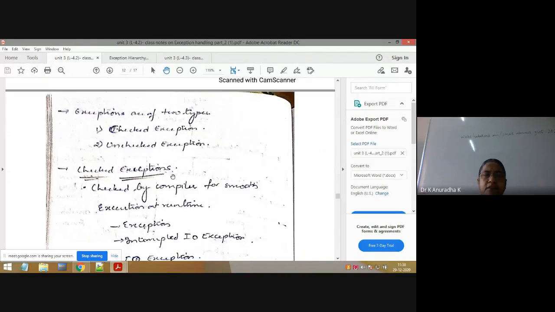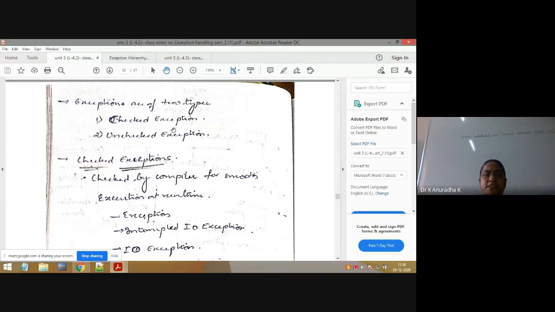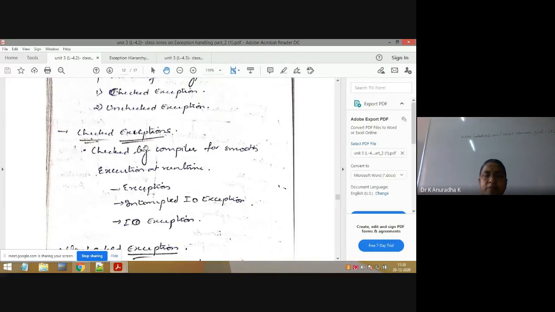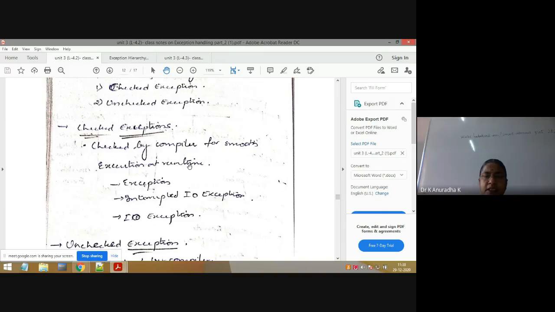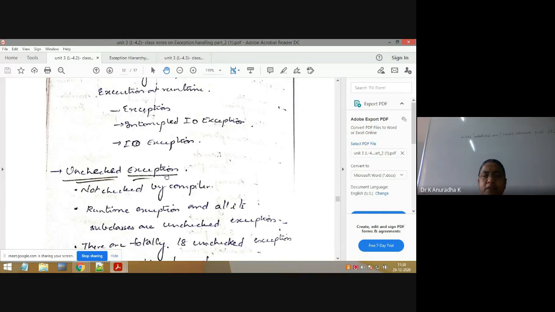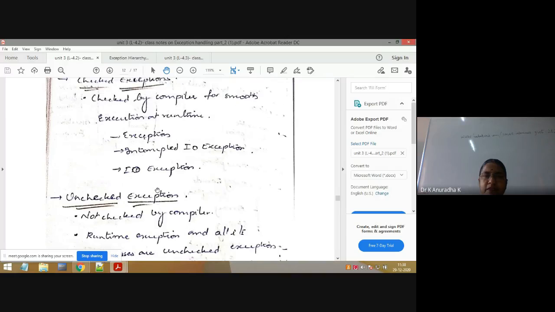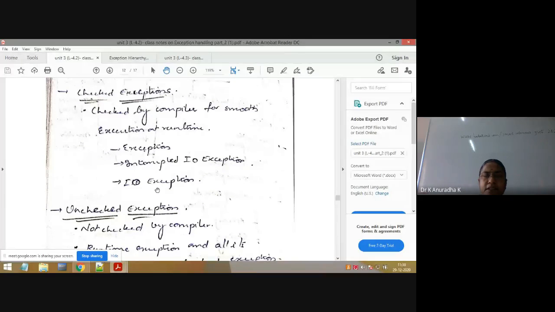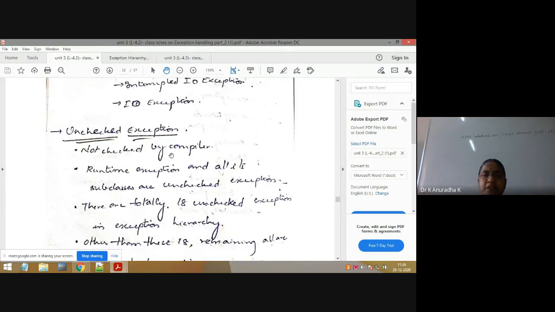See here, we have two types of exceptions in Java, that is checked exception and unchecked exception. Checked exceptions are checked by the compiler for smooth execution at runtime. Next, unchecked exceptions need not be checked by the compiler. First try to understand the difference between checked exception and unchecked exception, and which exception classes come under checked exceptions and which come under unchecked exceptions.